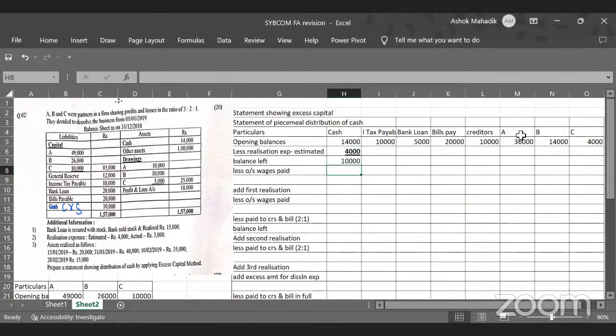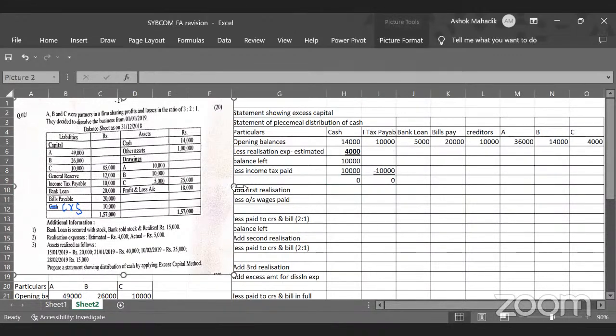तो क्या करोगे इसका? सबसे पहले क्या दोगे? बैंक लोन दोगे, बिल्स पेबल दोगे, नहीं. फर्स्ट विल पे preferential liability, which is income tax. Right there, less income tax paid. 10 था और 10 कैश है. चलो अच्छा हो गया. 10,000 माइनस हो जाएगा. राइट, माइनस 10,000 चलेगा और यहाँ पर भी माइनस 10,000 हो जाएगा. So tax became 0, even cash became 0. Clear?